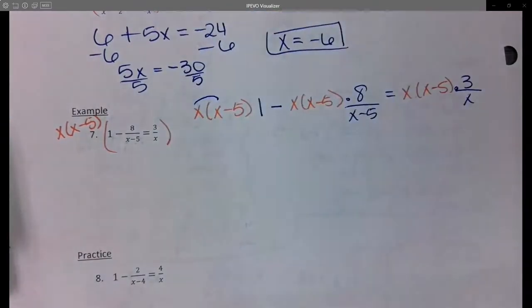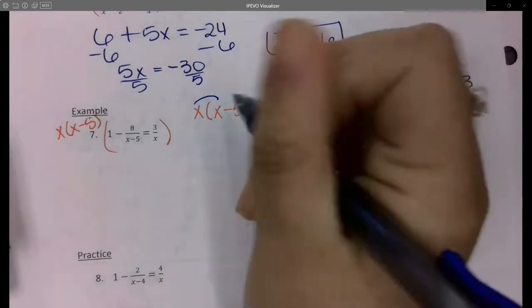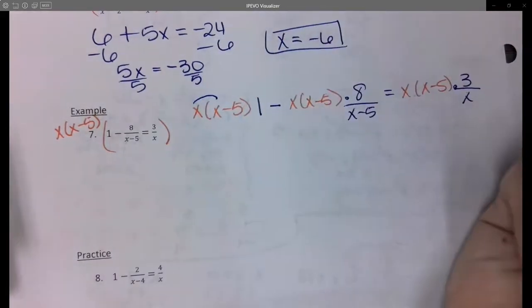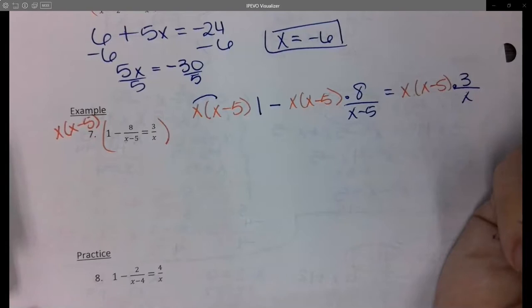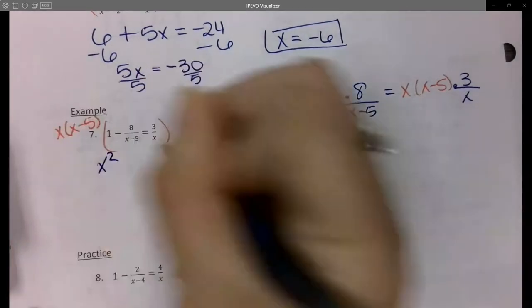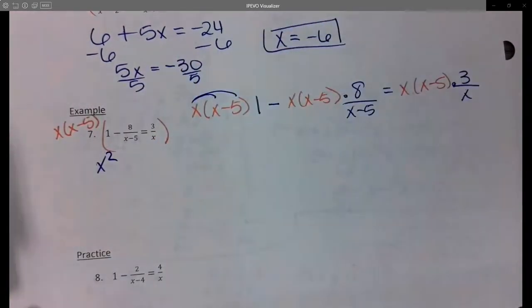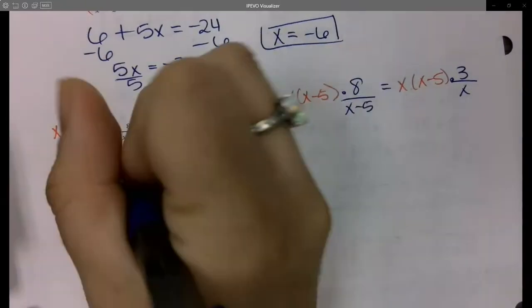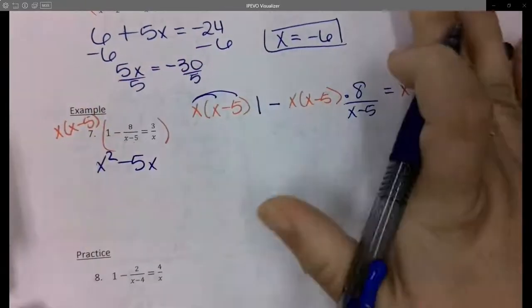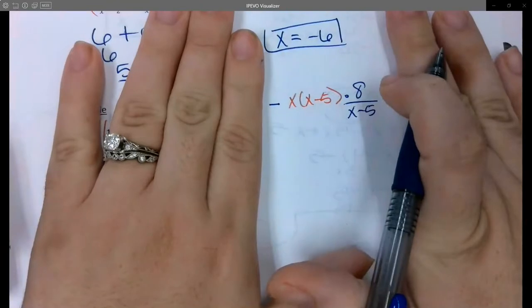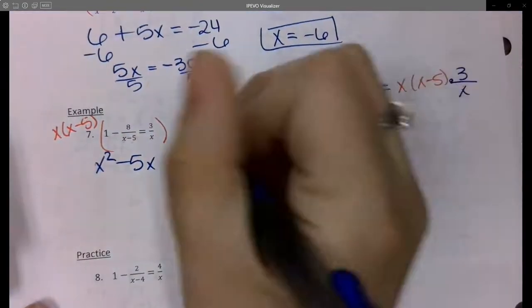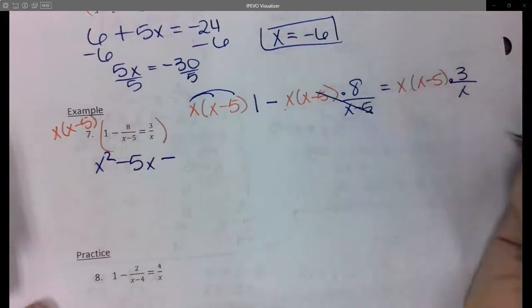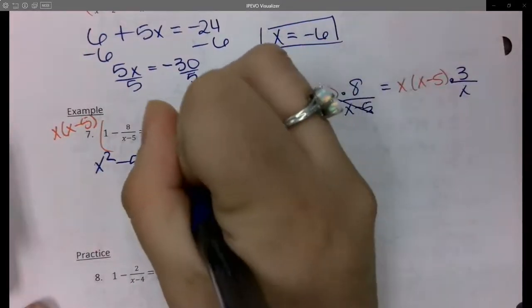What's x times x? x squared. And then since I'm multiplying by 1, I can kind of just ignore that 1. So I have x squared and x times negative 5, negative 5x. Then in my middle term, what cancels out? The x minus 5. So I have negative x times 8, which gets me negative 8x.